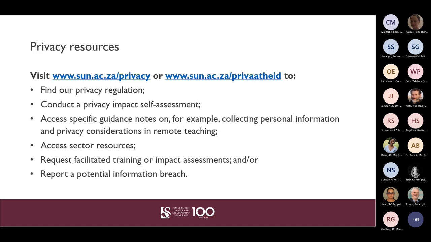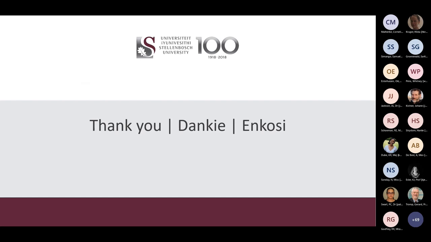So if your self-assessment comes back as high, you have no mechanisms to reduce the value or the risk of the information, then it is prudent to do a full impact assessment to truly understand and unpack the risk and make sure that the controls you design to address that risk are appropriate. And finally, you can use that same link to report a potential information breach. And that was a very brief introduction to POPIA.